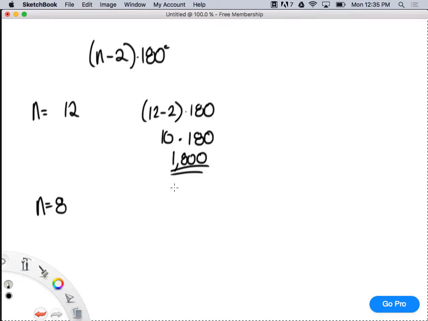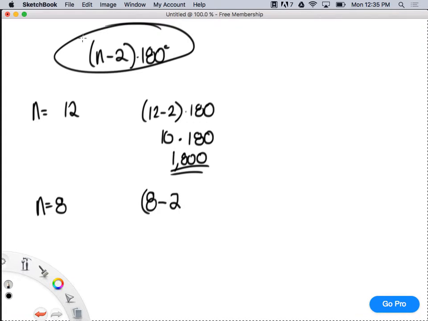Okay, so Olivia, if n is equal to 8, what would my equation look like? What would my formula look like? What would I plug in for n? 8. Okay, 8 minus 2, and here's my formula, times 180. Okay, so 8 minus 2 is 6. Good. So we do 6 times 180.